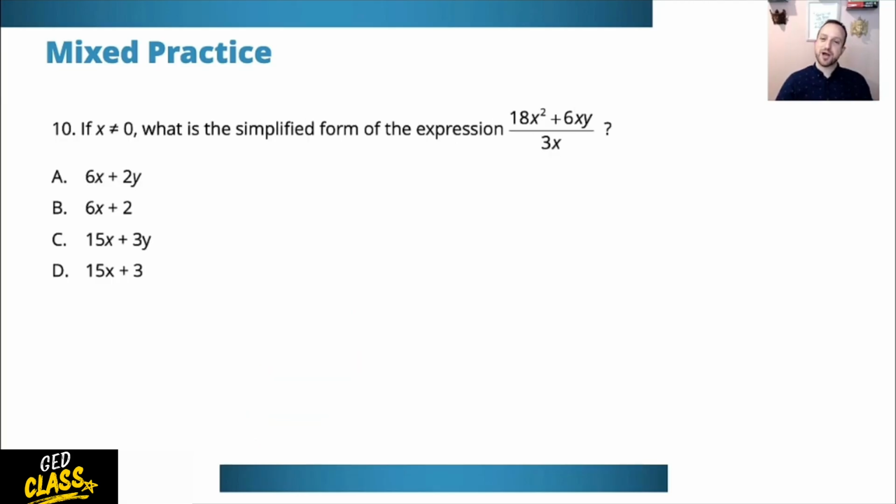Let's do another practice problem. Again, focusing in on this last one on careful systematic scratch work. Good luck.